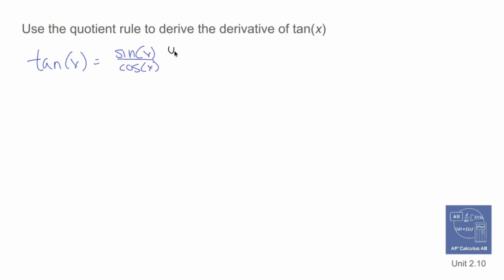So if I label u and I label v, the quotient rule would be the d dx of u over v is u prime v minus v prime u all over v squared. In other words, the derivative of the top times the bottom minus the derivative of the bottom times the top, all over v squared. So let's see what happens.